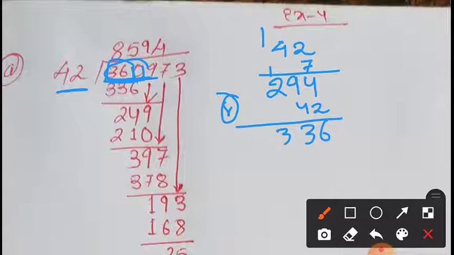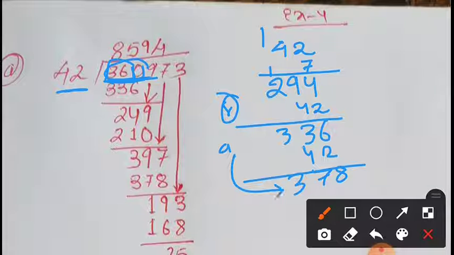Now if I want to take out 9, I will do the same thing. I will add 42 again. So 6 plus 2 will give me 8, 3 plus 4 will give me 7, and 3 will come down, 378. So this is for 9. That means 42 times 9 is this much, and 42 times 8 is this much.